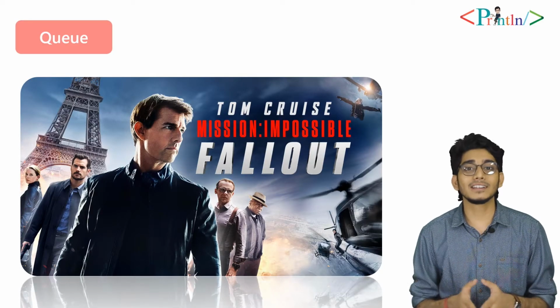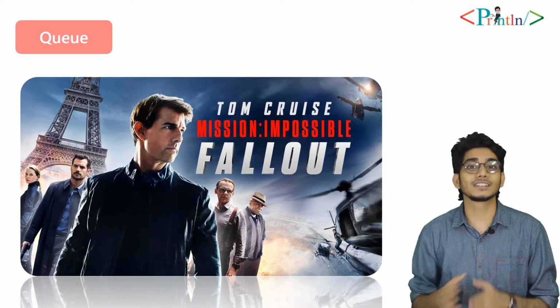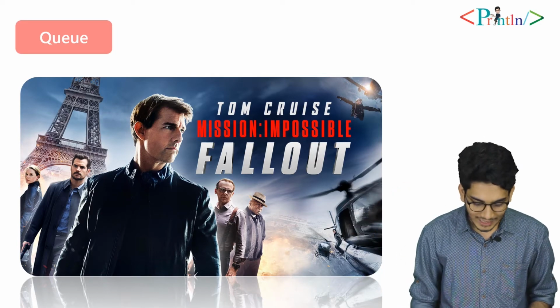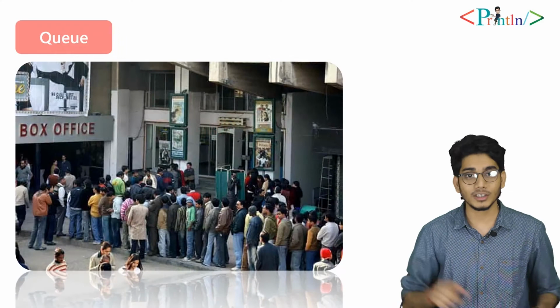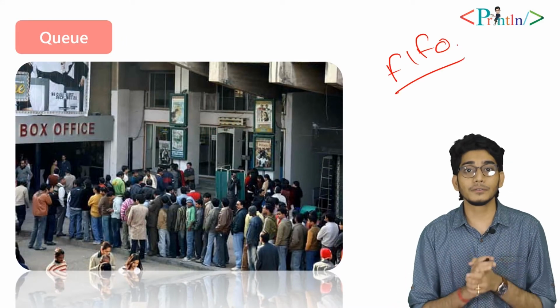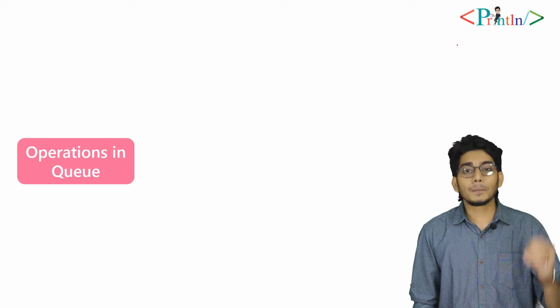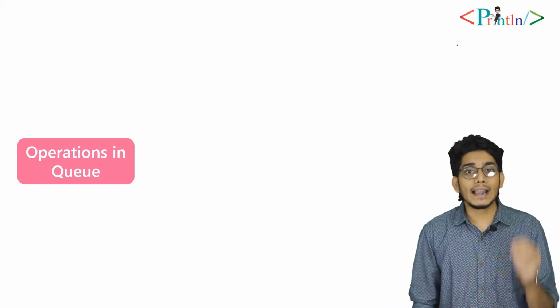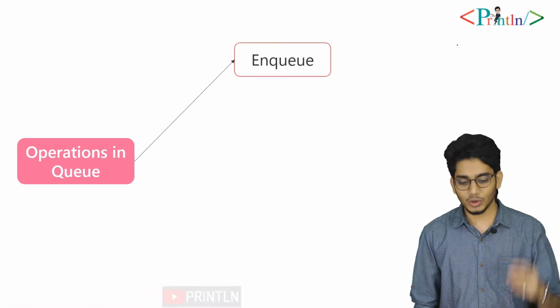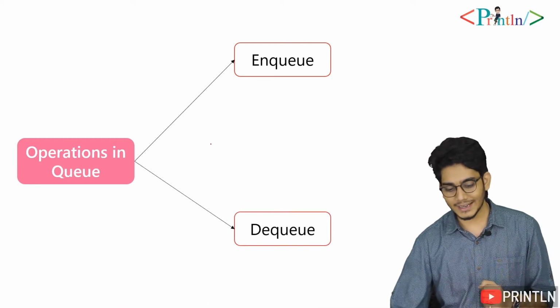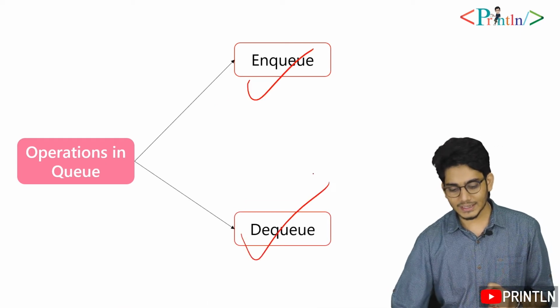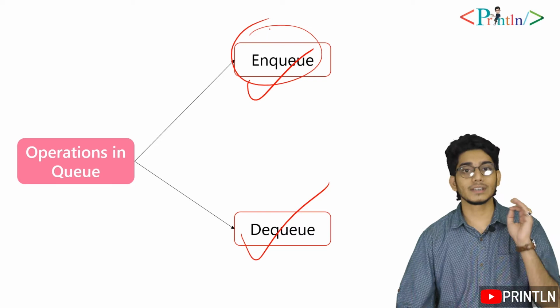So we have already discussed that a queue follows the FIFO mechanism. In the last video I discussed the box office example, where in a box office we follow FIFO. Now we'll talk about the operations of the queue. We have two types of operations, one is enqueue and the other is dequeue. In this video I'll talk about enqueue.